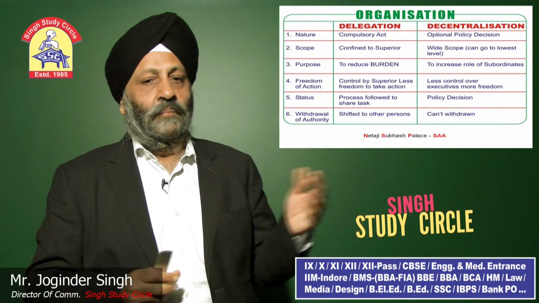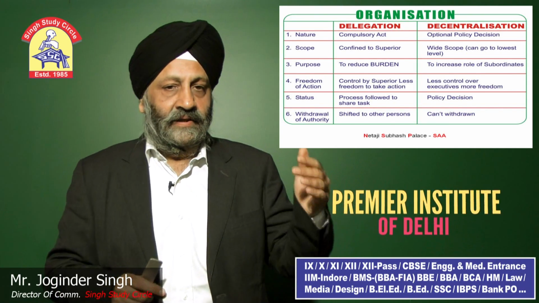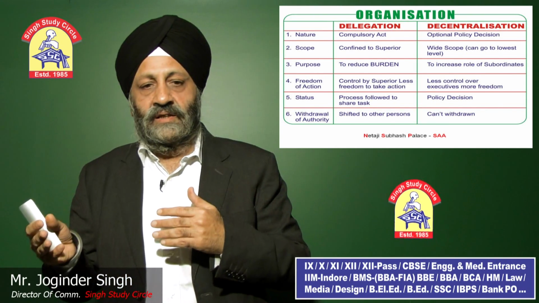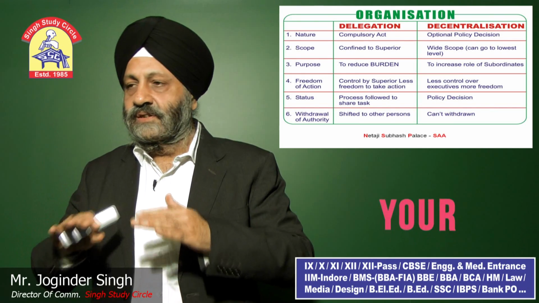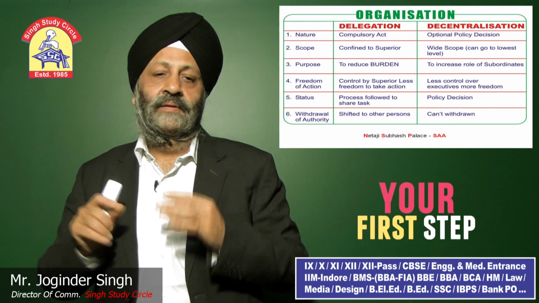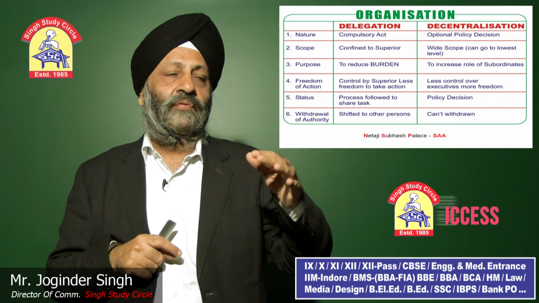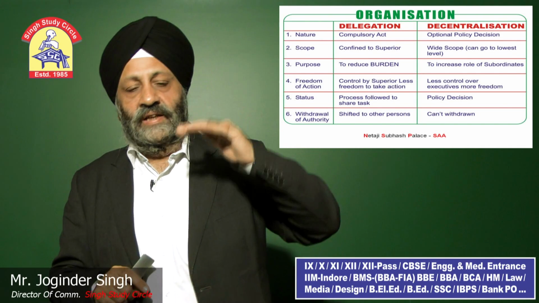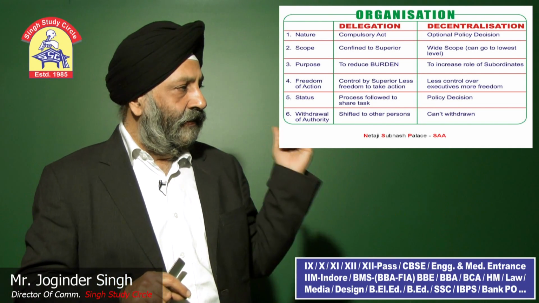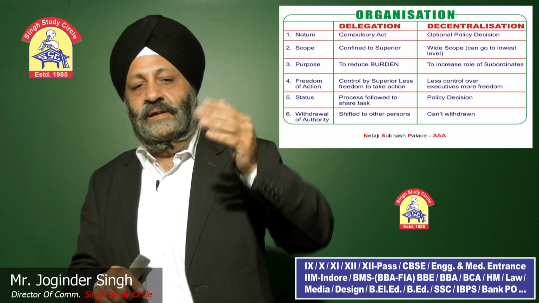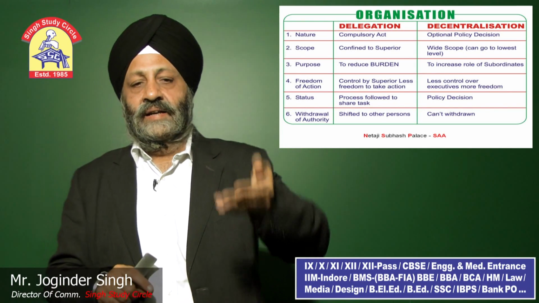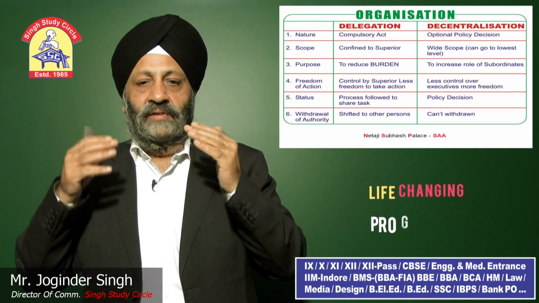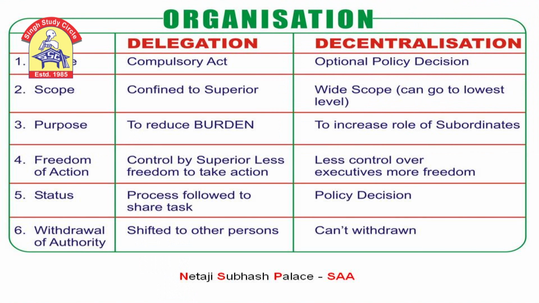Next is status. In delegation, it is the process followed to share the task. In decentralization, it is a policy decision; status comes from the policy of the company. Similarly, withdrawal of authority. In delegation, as you can see written in the sixth point, authority can be shifted back from the person, but in decentralization, it cannot be withdrawn. This is the difference between delegation and decentralization.